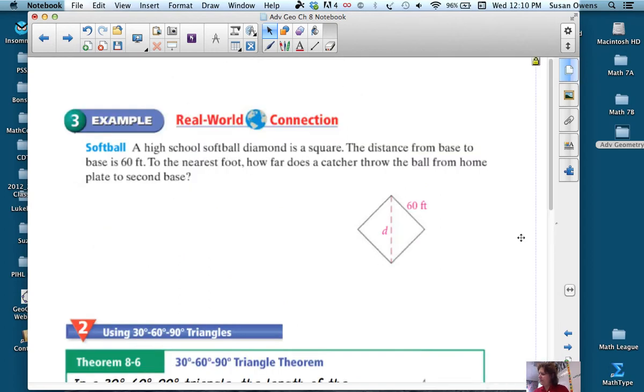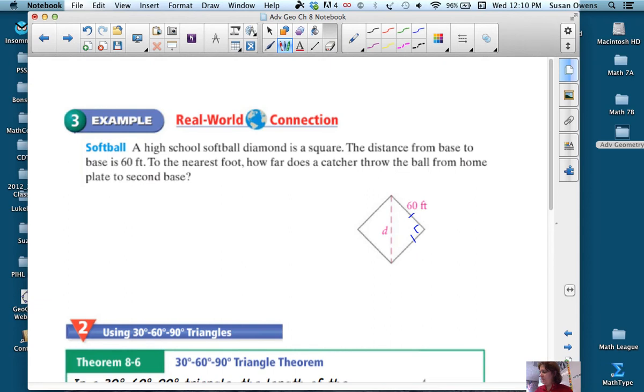I like this problem because when we have the area of rhombuses and stuff, it's nice to know the diagonal. For this one, a high school softball diamond is a square. The distance between the bases is 60 feet to the nearest foot. How far does the catcher have to throw the ball from home to second? We know these are congruent and these are right angles, and because it's a square, we know that this has to be a 45-45-90.